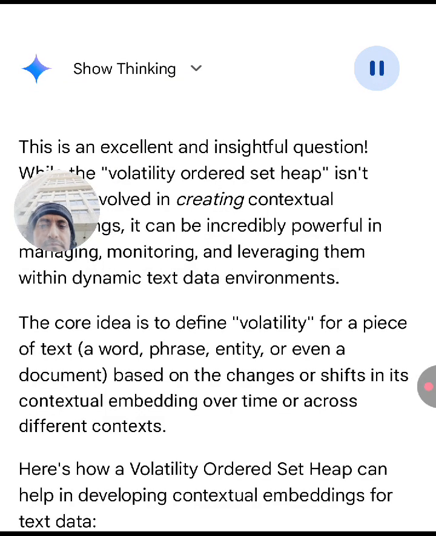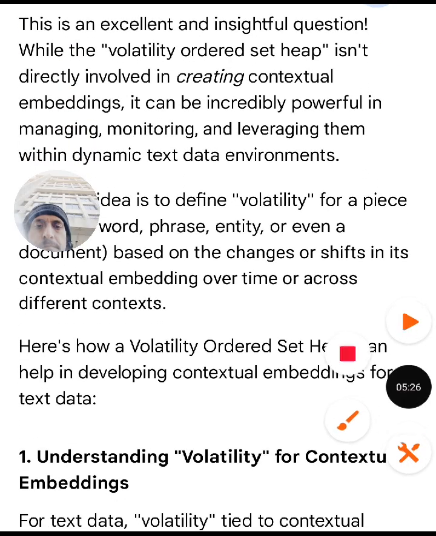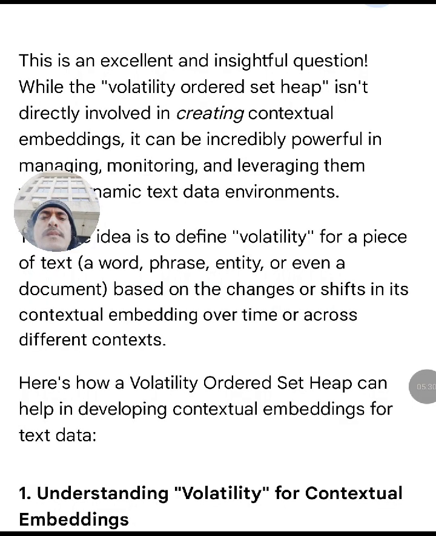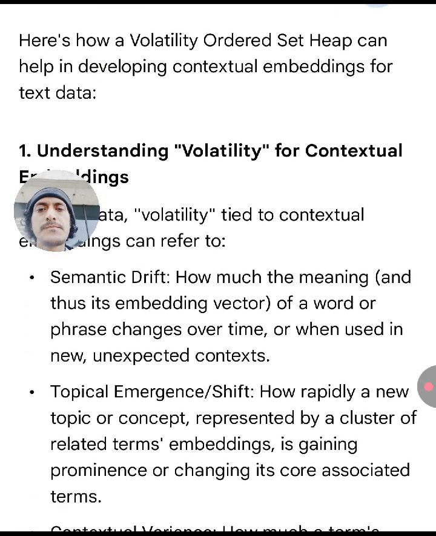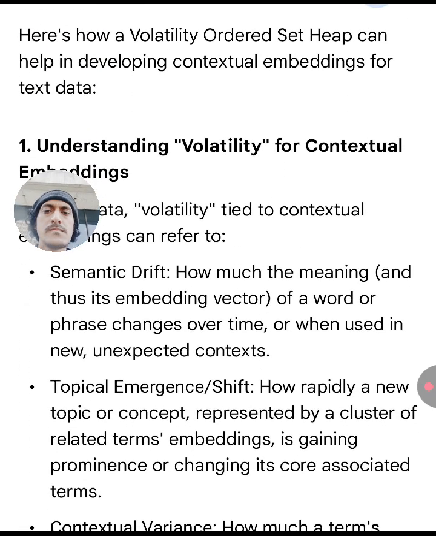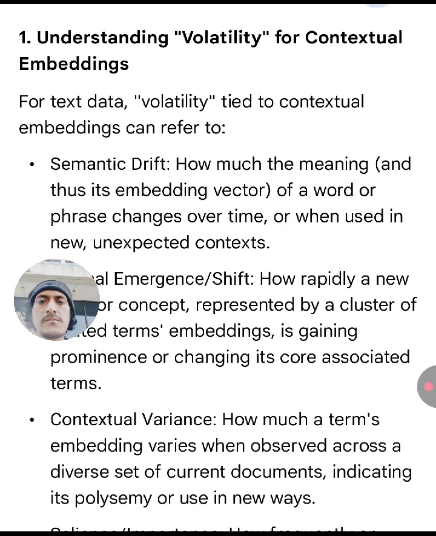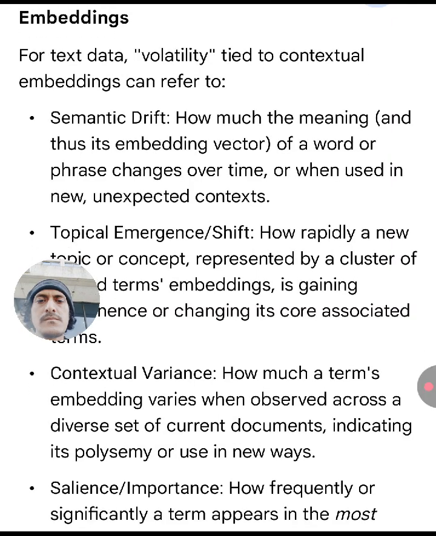While the volatility ordered set heap isn't directly involved in contextual embedding, here's how a volatility ordered set heap can help in developing contextual embeddings for text data. 1. Understanding volatility for contextual embeddings. For text data, volatility tied to contextual embeddings can refer to semantic drift: how much the meaning, and thus the embedding vector, of a word or phrase changes over time or when used in new, unexpected contexts.